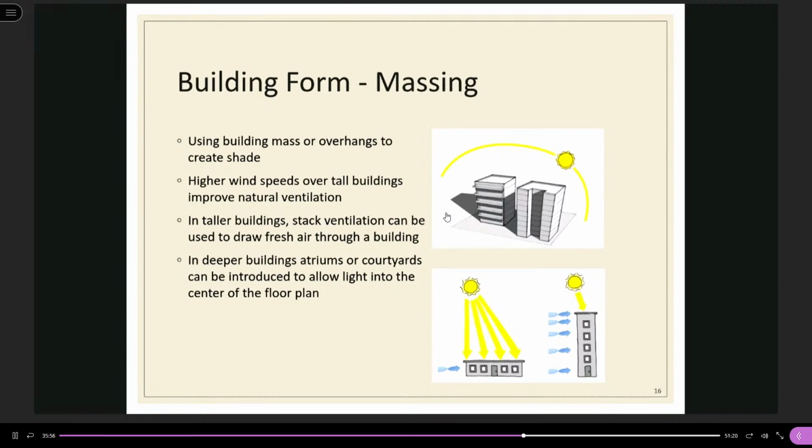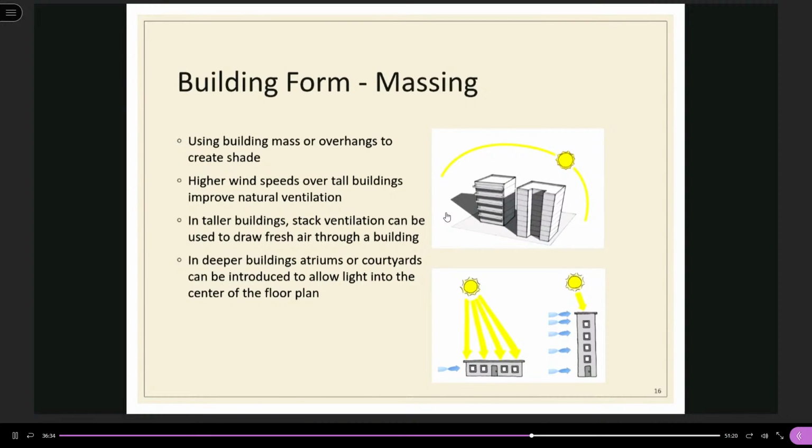Higher wind speed over tall buildings improves natural ventilation. So for taller buildings, there will be stack ventilation, and there will be comparatively more wind or ventilation. In tall buildings, stack ventilation can be used to draw fresh air through a building. So, top opening open, and lower opening. Then the hot air will naturally escape out of the building through the top opening.